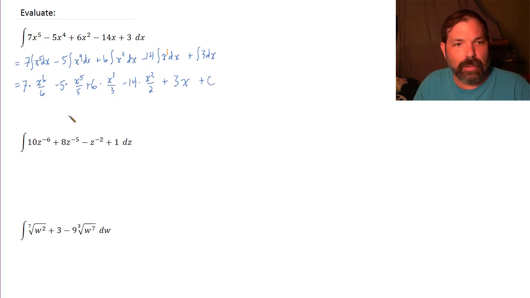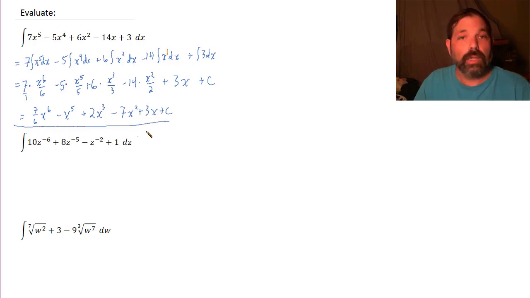Now we would then clean this up a little bit. 7, this is a 7 over 1. So I have 7 times x to the sixth over 6. I would write 7 sixths x to the sixth, 5 over 5, minus x to the fifth, 6 over 3, plus 2x cubed, 14 over 2, minus 7x squared, plus 3x, plus c. And so that's what I would write as the integral.